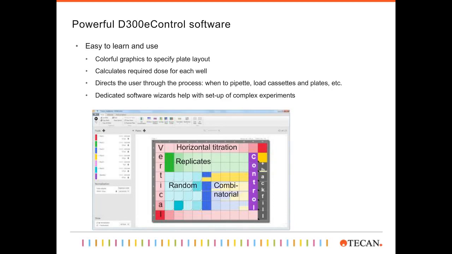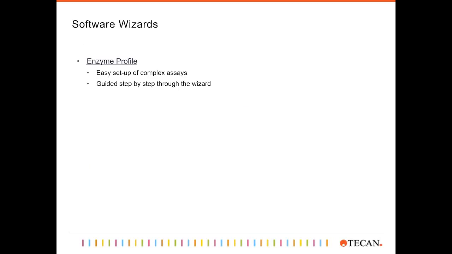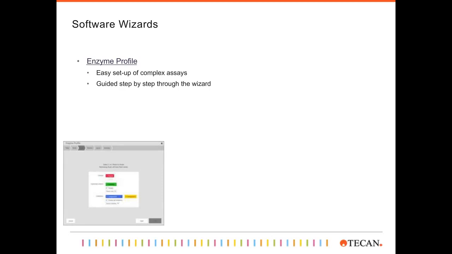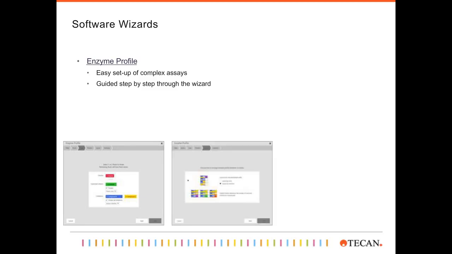Okay, let me show you a couple of the software wizards, and I'll walk you through with a couple of screenshots. Let me start off with the enzyme profile wizard. This allows you to easily set up complex assays, and it's a guided step-by-step wizard. In the first step, you define what your enzyme is, what your substrate is, and if you have inhibitors that you want to test with the substrate. In the second step, you define how you want to have it laid out over the plate. And in the third step is a control overview of how your compound, your substrate, and your enzyme are distributed over your assay plate.